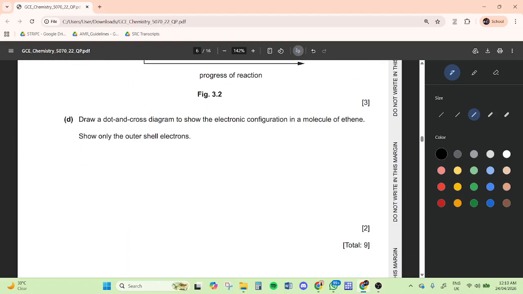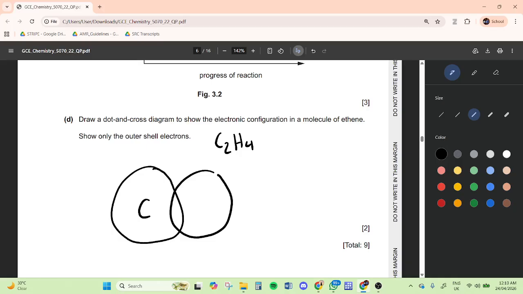All right, draw a dot-and-cross diagram to show the electronic configuration in a molecule of ethene. So ethene is C2H4, and you've got a carbon-carbon double bond. So we're going to begin by drawing one carbon, another one, this will be another carbon. So here's the benefit of being able to do this online. You get to show this with different colors.